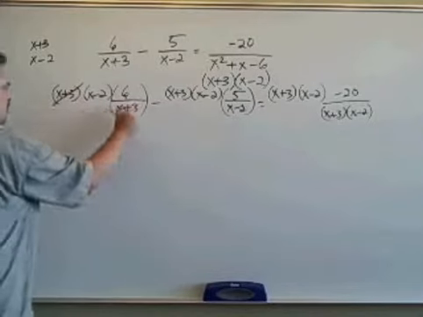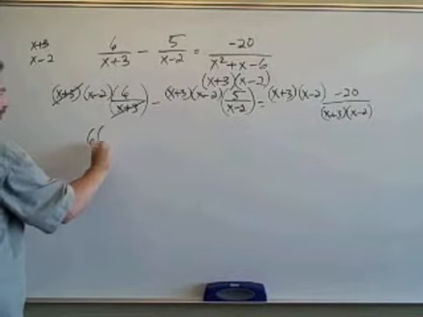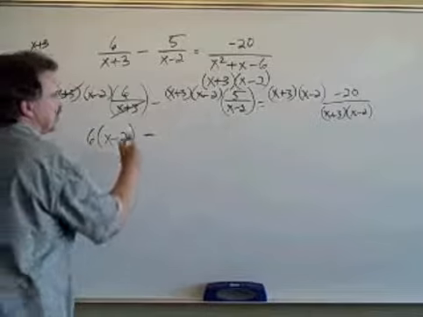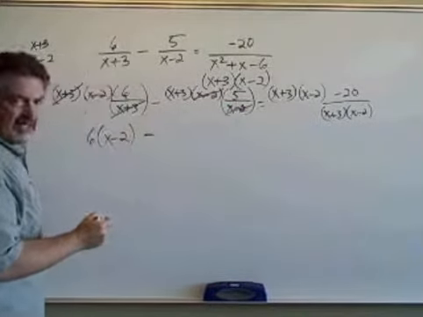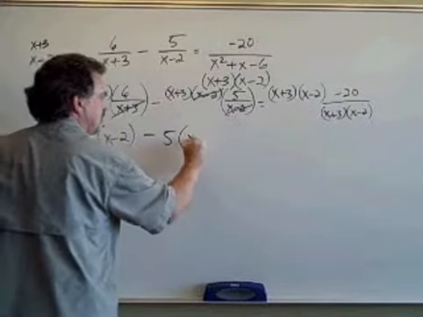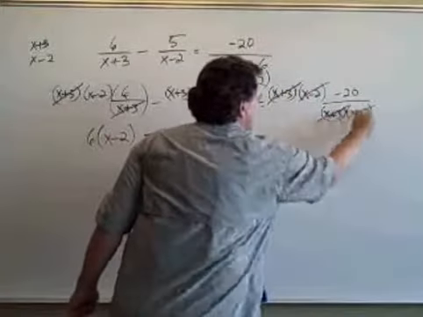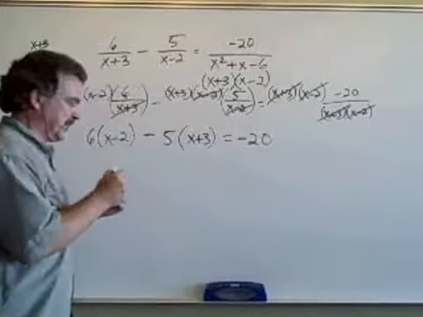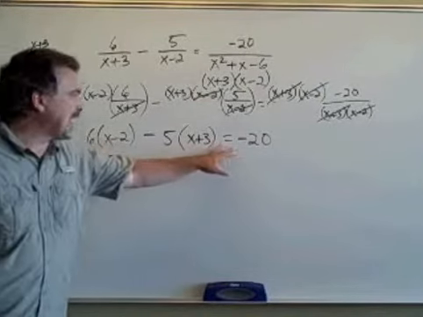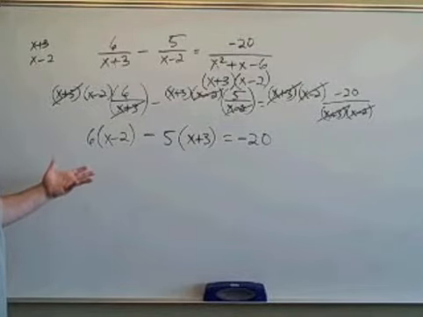Here, the x plus 3's cancel, leaving me 6 to be multiplied times the binomial x minus 2. Minus, here, the x minus 2's cancel, leaving me 5 to be multiplied times the binomial x plus 3. And here, the binomials cancel each other completely, just leaving us negative 20. And now we have created a linear equation in one variable that we can solve.